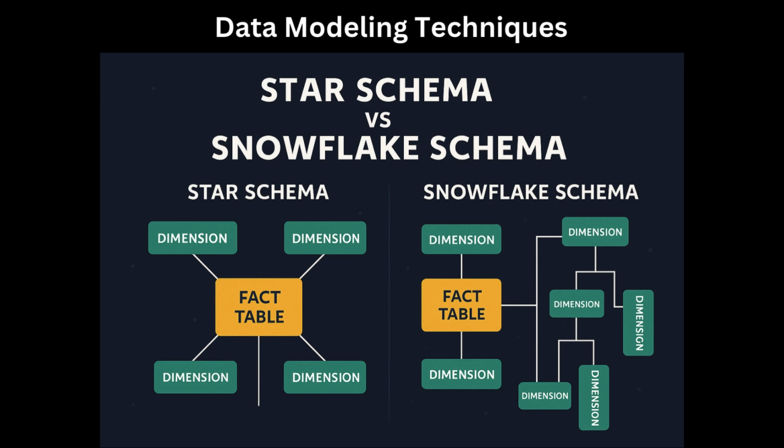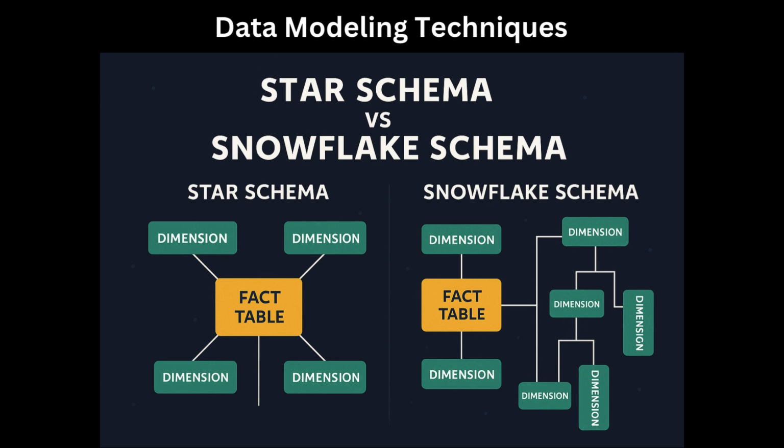Snowflake schema. In contrast, the Snowflake schema is a more complex variation of the star schema. While it still has a fact table in the center, the dimension tables are normalized into multiple related tables. This normalization reduces data redundancy but increases the complexity of queries, as more joins are required.